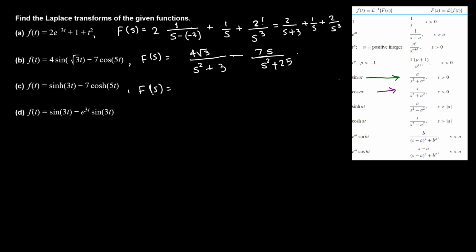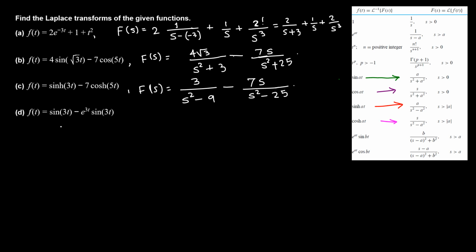Here the Laplace transform is given by sine hyperbolic 3t. So hyperbolic, look at the table here. Okay, so that's now a over, a means 3, over s squared minus a squared, 3 squared, 9, minus 7 times cosine hyperbolic 5t, which is here, and that's s over, so 7 times s, 7s over s squared minus a squared, so s squared minus 5 squared, 25.